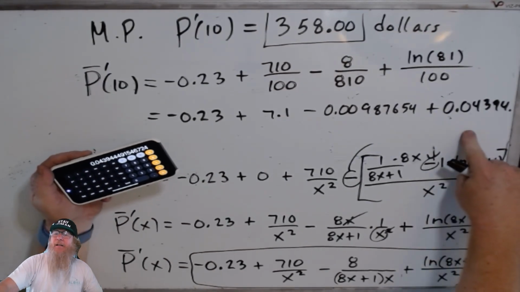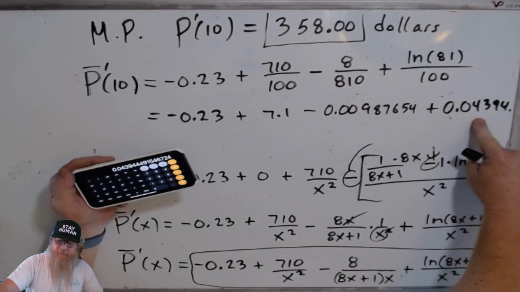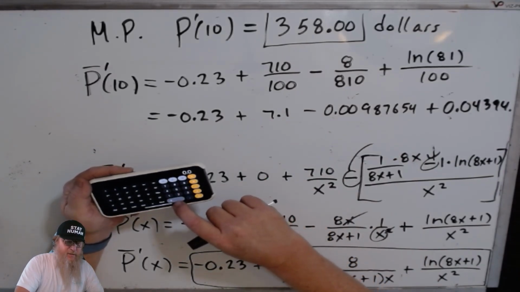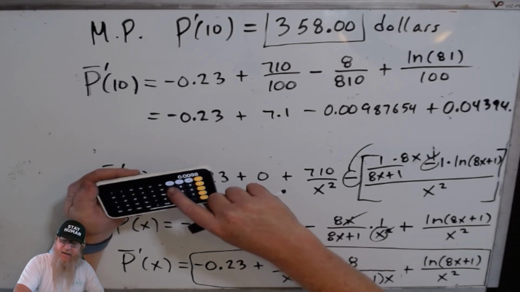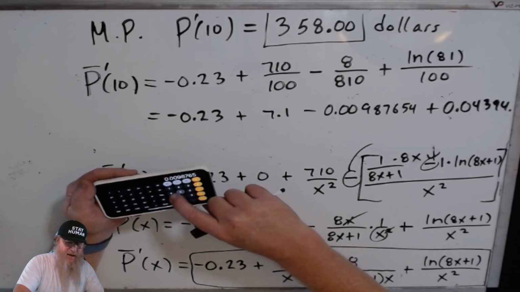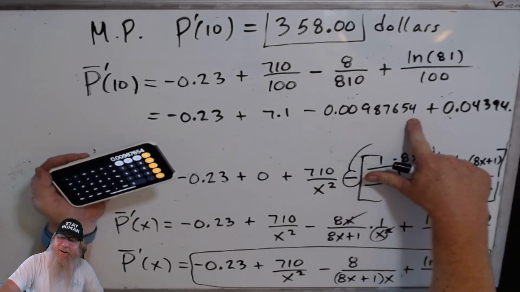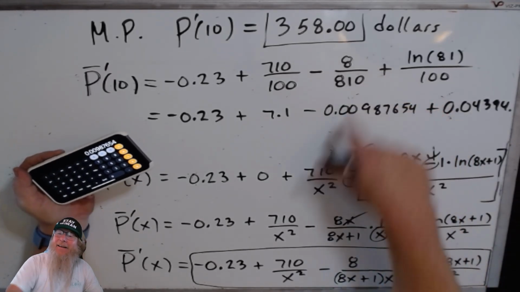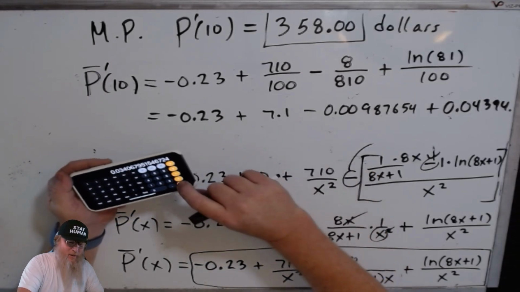All right. So that's about 4 cents. That's about 1 cent. And then I'm just going to work backwards. So that's about 4 cents. Let's subtract 0.0098765. Oh, that's cool. 98765. That's pretty cool. 8 divided by 810. Fun fact.